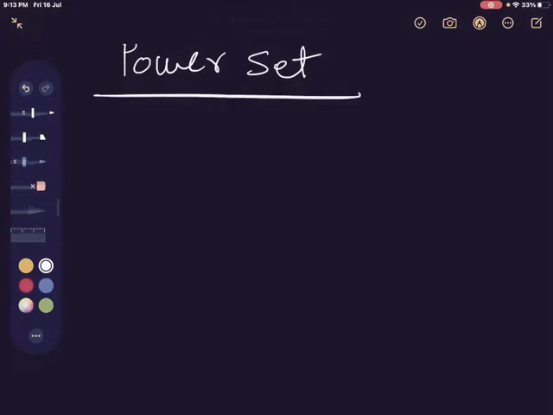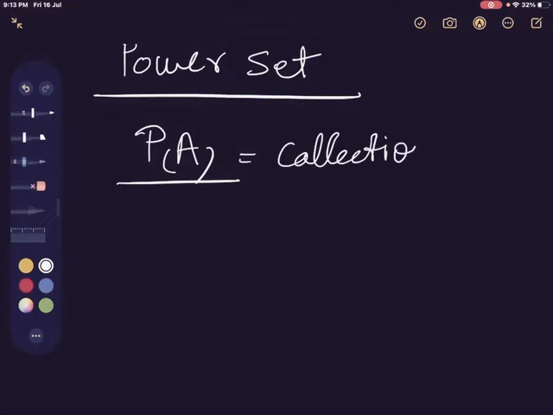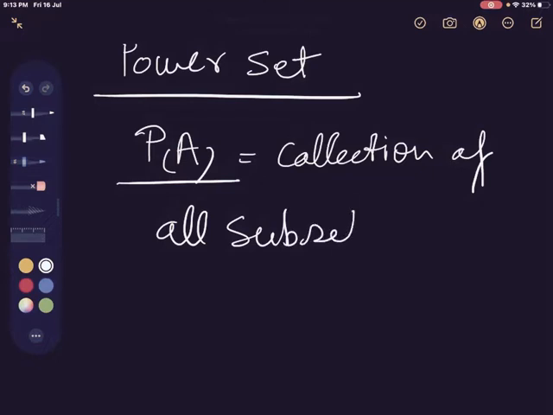Power set, we all know, is the set of all subsets of a set. Have you ever thought how to calculate how many elements are in a power set? If we denote the power set by P of A, it means the power set is the collection of all subsets of set A. This is the power set of A.